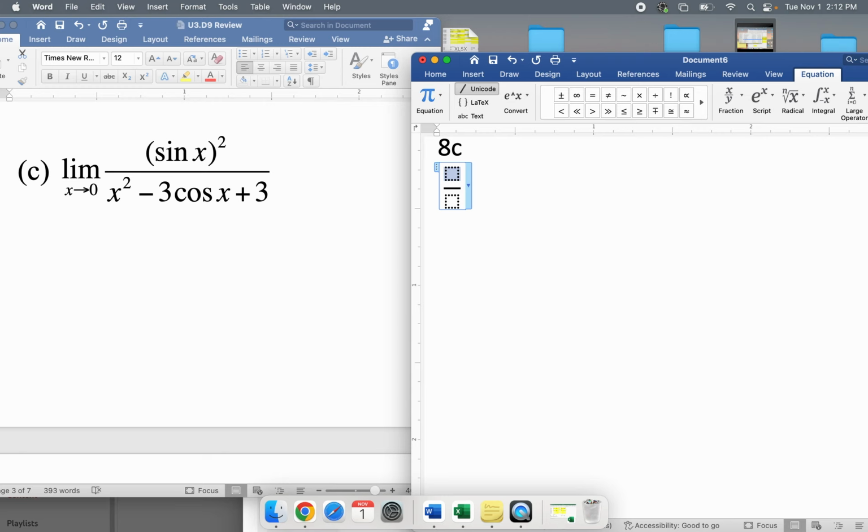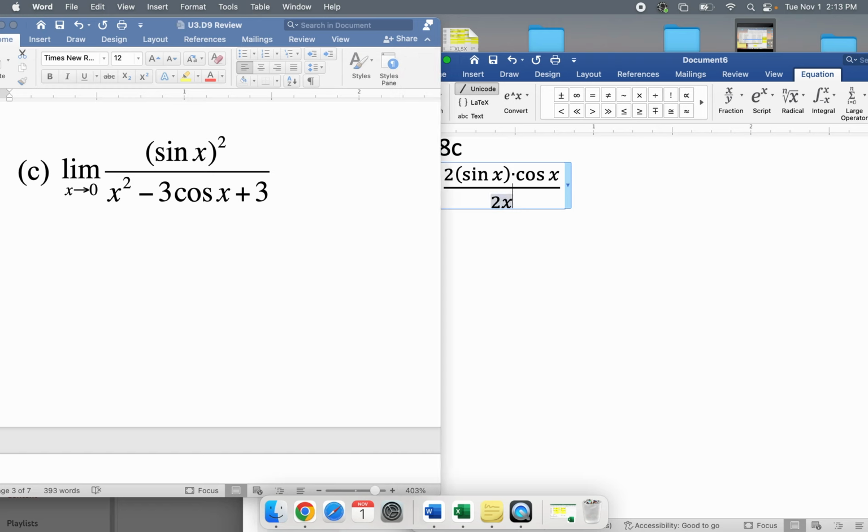It's a composition. So the outside function is blank squared. So I get 2 blank to the 1. That's the derivative of the outside function. Put the inside function right there. But then we have to multiply by the derivative of the inside function, which is cosine x. Great. Derivative of the bottom is 2x.